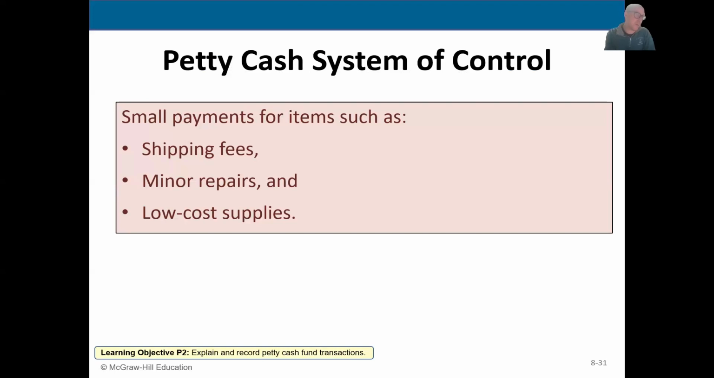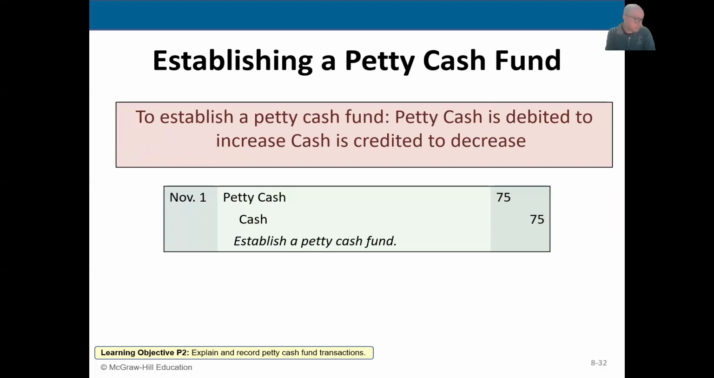Not all businesses have this, but if your business has this, this is what it is. We use cash to pay for small things that are needed quickly, and it avoids the time of writing a check for a small amount. So what it is, it's physical cash. To create a petty cash fund, we debit petty cash and credit cash. What that does is it creates what we call a petty cash account. Here we have the example: our corner market, remember? We establish a petty cash fund for $75.